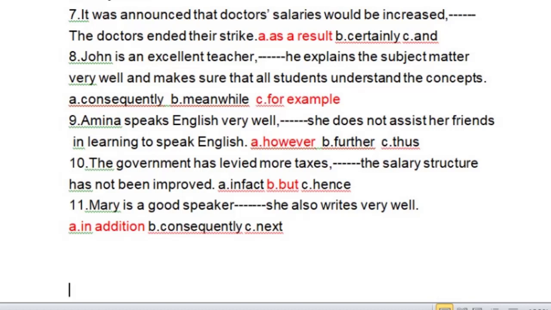Next question. Mary is a good speaker. Blank. She also writes very well. These two qualities are associated with Mary. So we'll use moreover or in addition. So in addition, option A is correct.